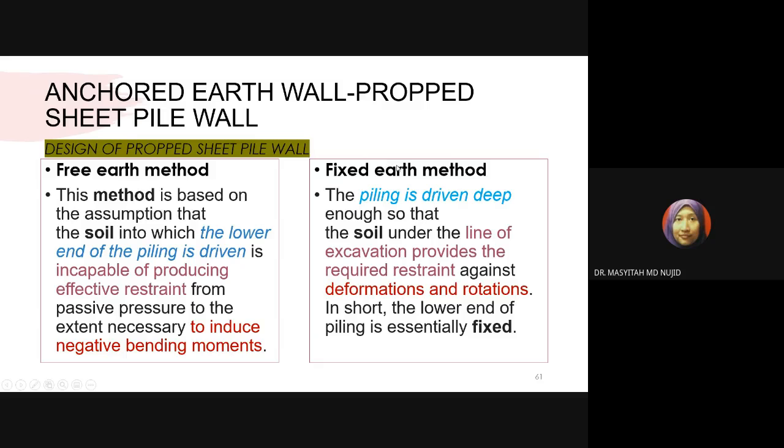The fixed end method is where you can see the base of the pile is fixed to some depth in the soil. So it means that there are no deformations and rotations at the base of the wall. However, for the free earth method, it may induce negative bending moments.